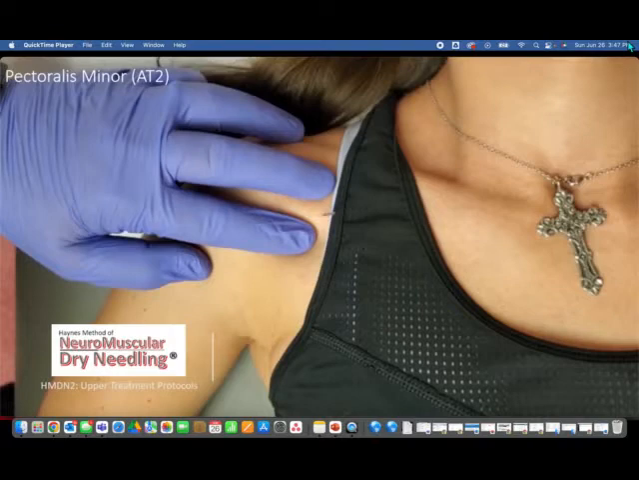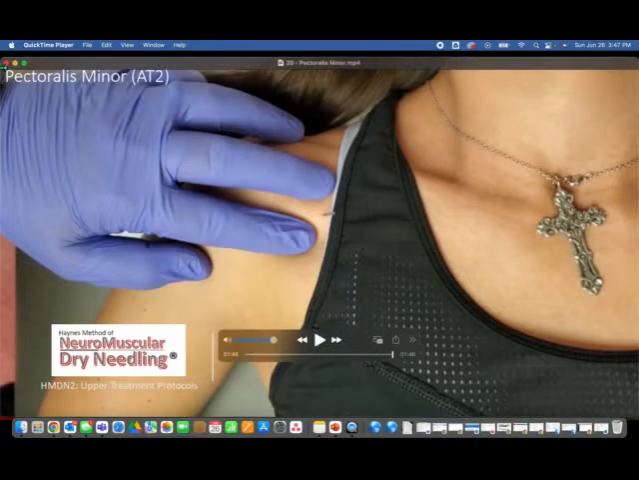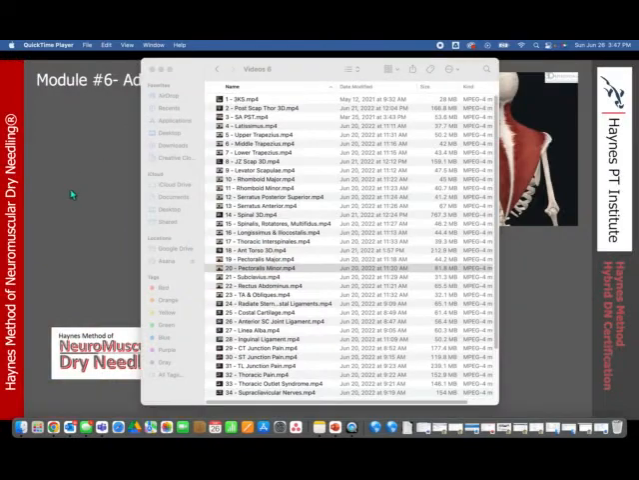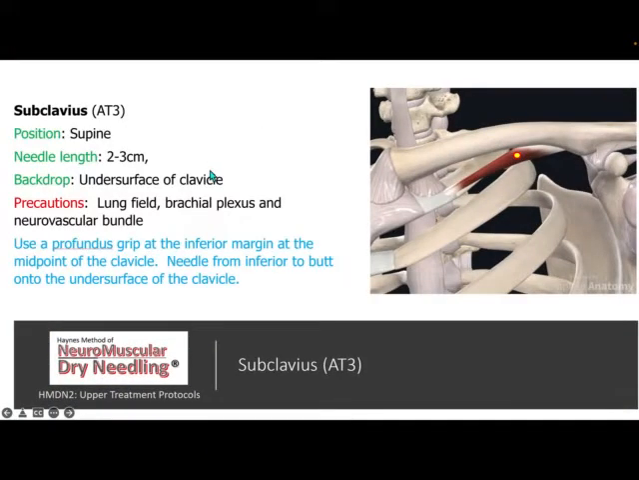If you're dealing with a Pec Minor issue, odds are there's going to be some other things going on in and around that coracoid process. So probably clinically, I'm probably going to go after Pec Minor there at the coracoid process first, and then look at that other axillary approach or hand position approach second. Okay, and then subclavius.